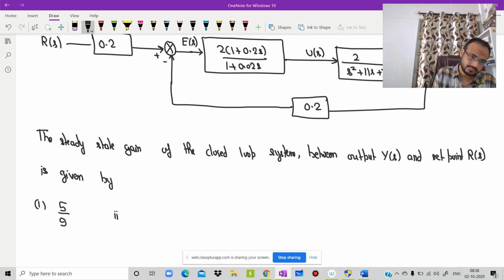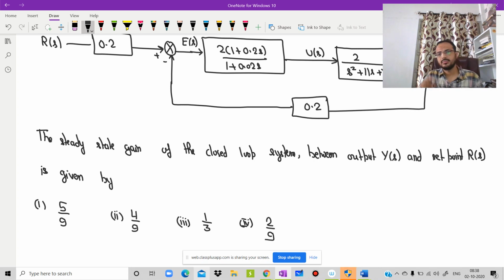5 by 9, 4 by 9, 1 by 3, and 2 by 9. You know the steps for calculating the value of SSG, steady state gain. Please follow that step. Your first step is to develop the transfer function.